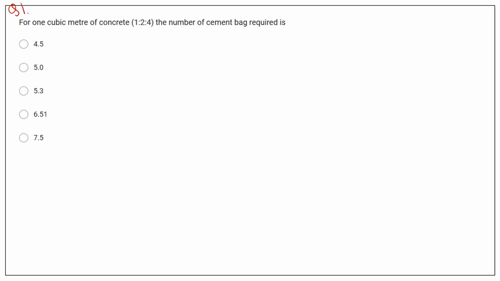Then question number 1: for 1 cubic meter of concrete of 1:2:4, the number of cement bags required is. To calculate the cement bags, first we need to know the wet concrete volume, and second is the dry concrete volume.